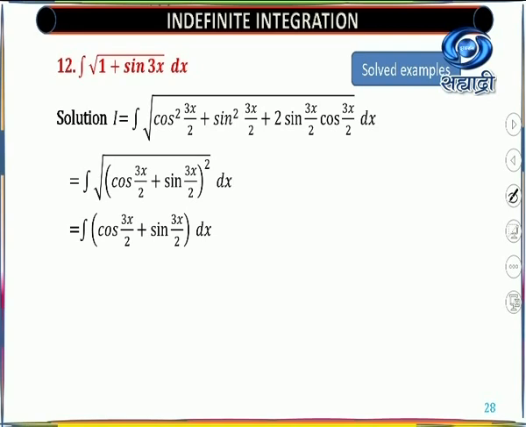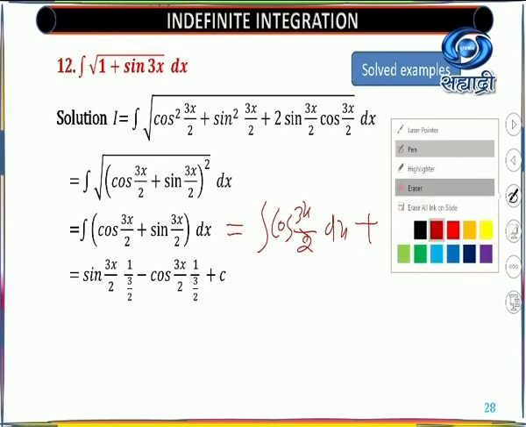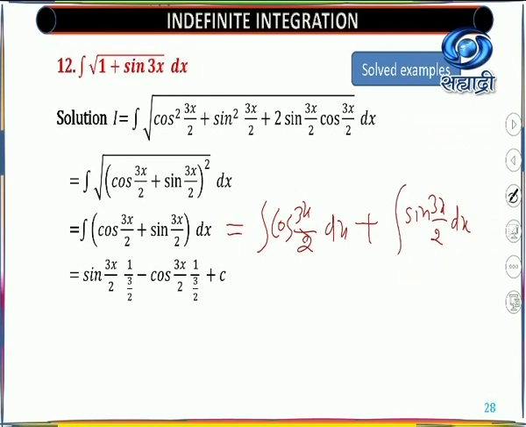Now separate the integral, as we have already learned that integration is distributive over addition. So what you will get is the integration of cos of 3x upon 2 dx. This is the first term, and the second term will be the integration of sin 3x upon 2 dx. The integration sign must look proper.